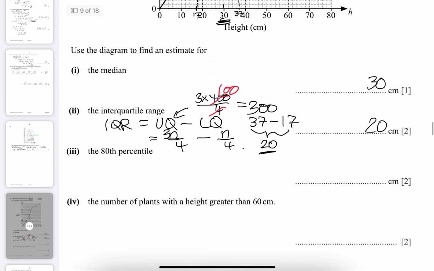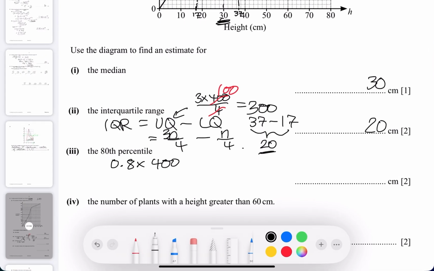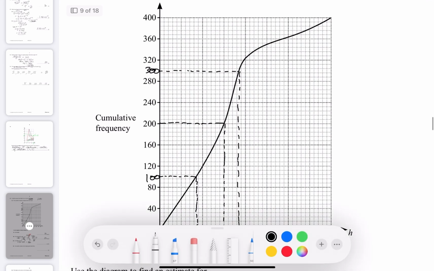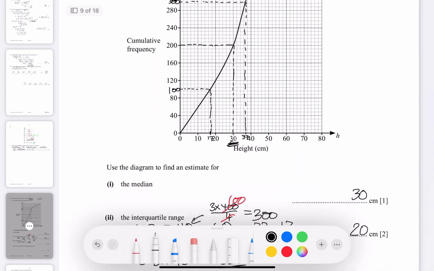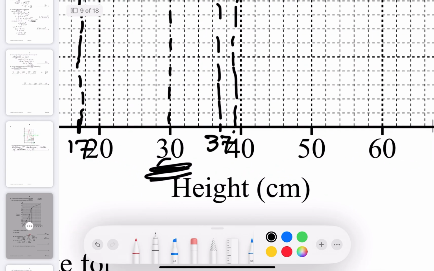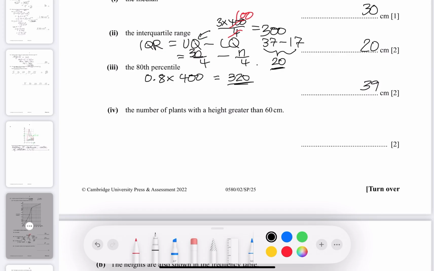Now we want to find an estimate for the 80th percentile. So the way we do this is we just multiply 80% by the dataset, 400 plants. So 80% is 0.8 multiplied by 400, and that is equal to 320. So now the same process we've done, we draw a line from 320 and down to where it meets the graph. And you can see it meets at 39 centimeters. So therefore the 80th percentile is 39 centimeters.